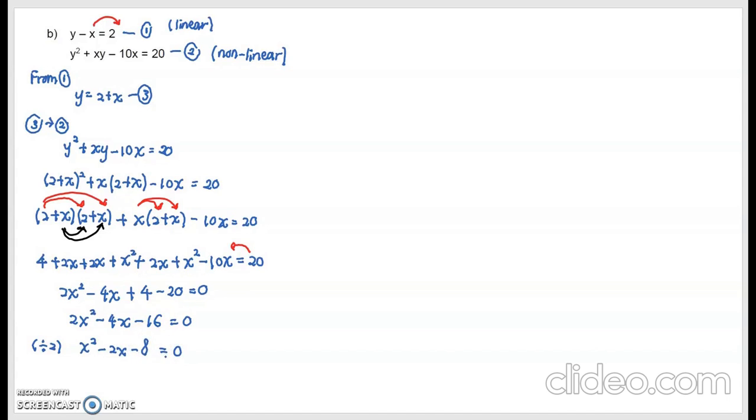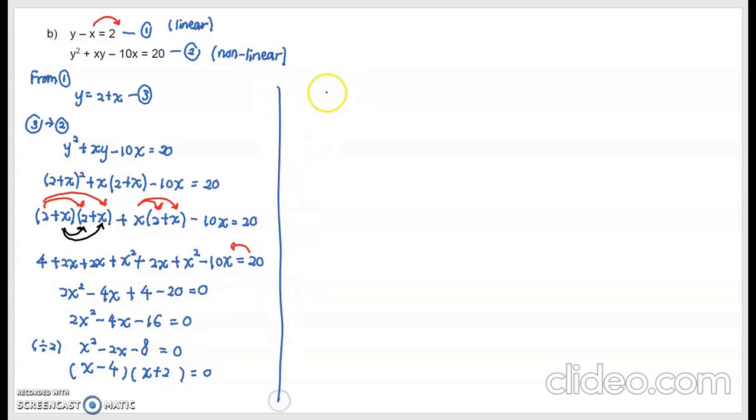So by using your calculator to factorize, let's say I straightforward into this form, you can use your calculator to factorize. So from here, our a is 1, b is negative 2, c is negative 8. So here we should have x minus 4, times x plus 2. So let x minus 4 is equals to 0, x is 4, or x plus 2 is equals to 0, x is negative 2. So now you have a value of x.